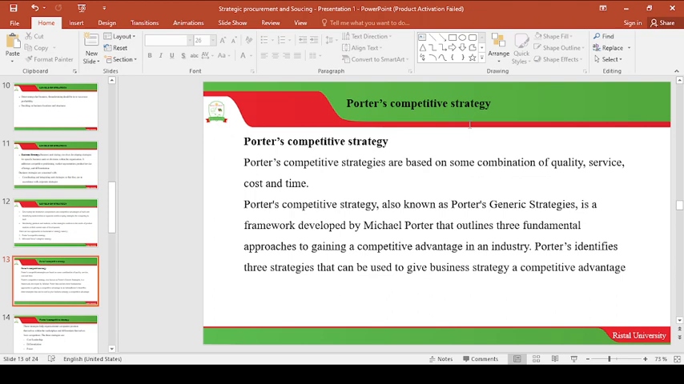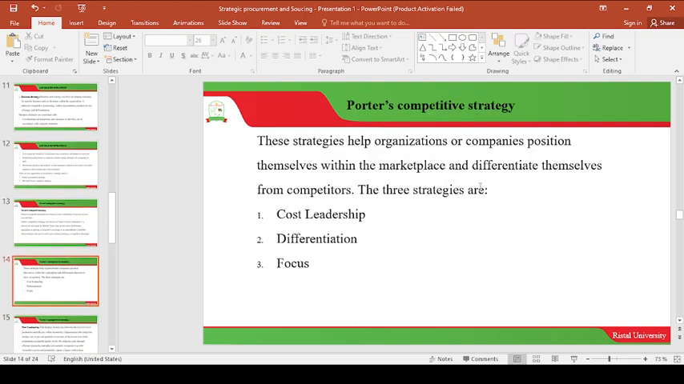If it's the education sector, the manufacturing sector or the oil sector, all these strategies can help the business to gain a competitive advantage. So Porter identifies three strategies that can be used to give a business a competitive advantage. He identifies that these strategies help organizations or companies position themselves within the marketplace and differentiate themselves from competitors.